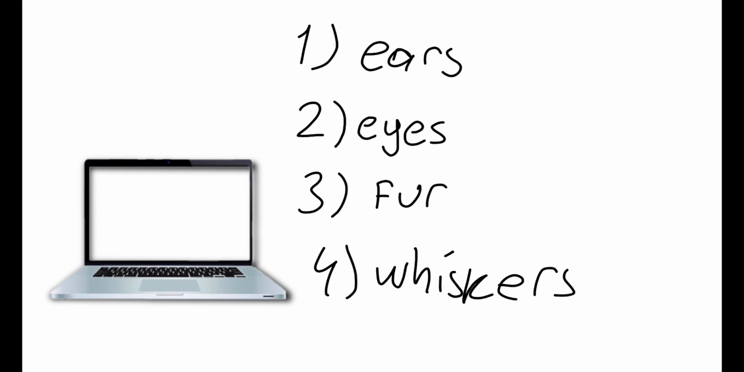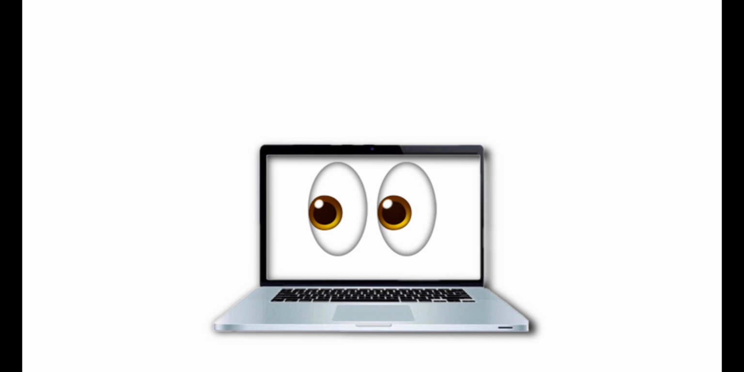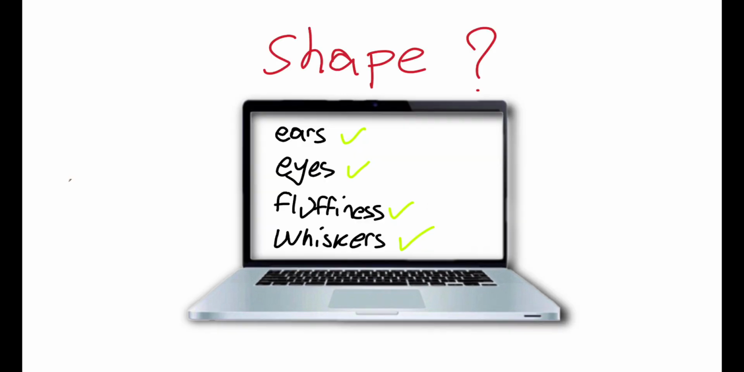The computer looks for basic elements like its ears, eyes, fur, and whiskers. The algorithm measures how fluffy a cat is, the length of its whiskers, and the brightness of its eyes. To summarize, algorithms try to capture the very essence of a cat. The computer captured the cat's essence, but how does it understand its shape?